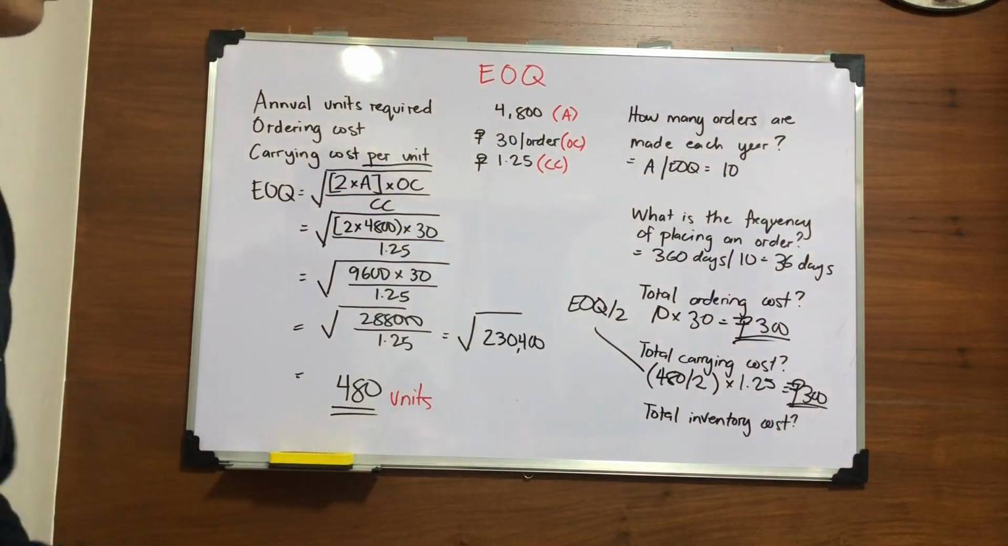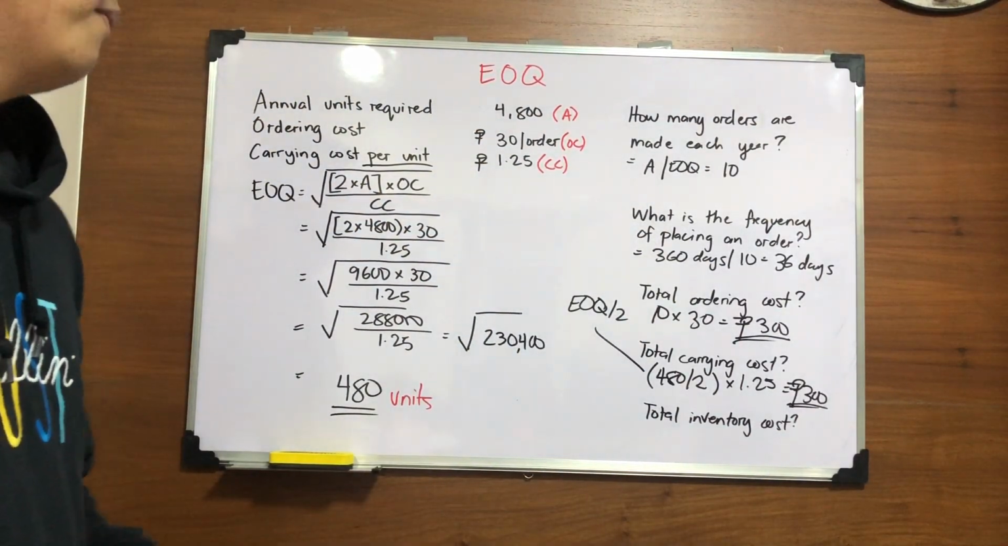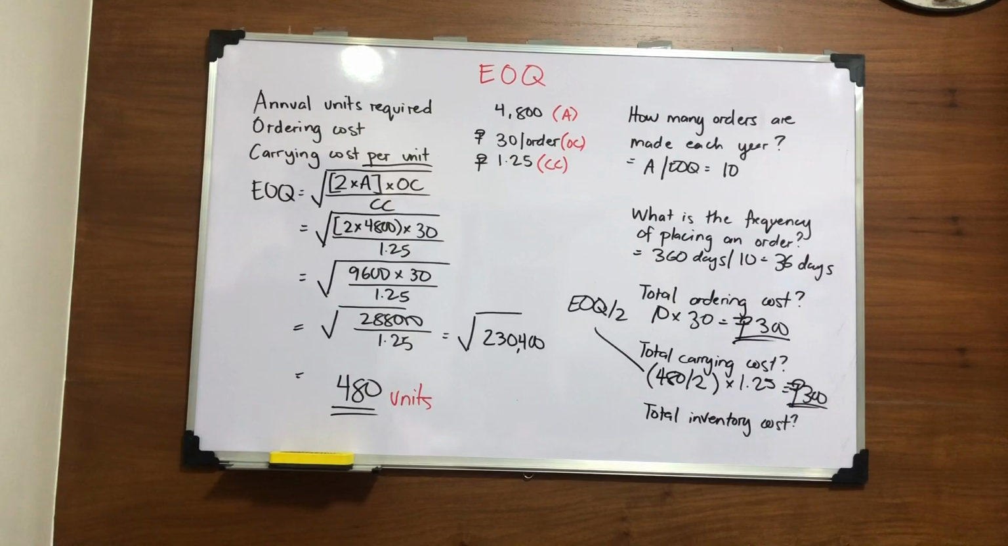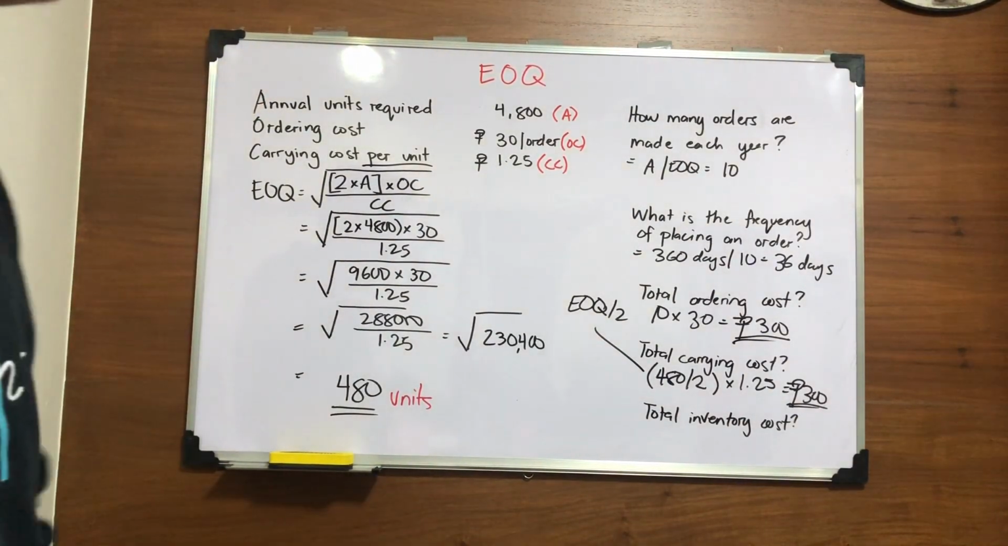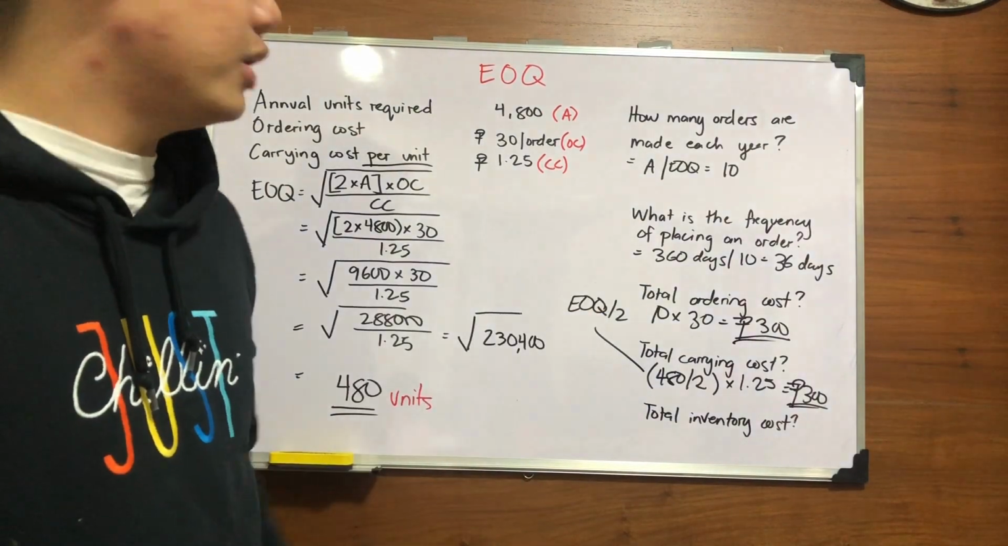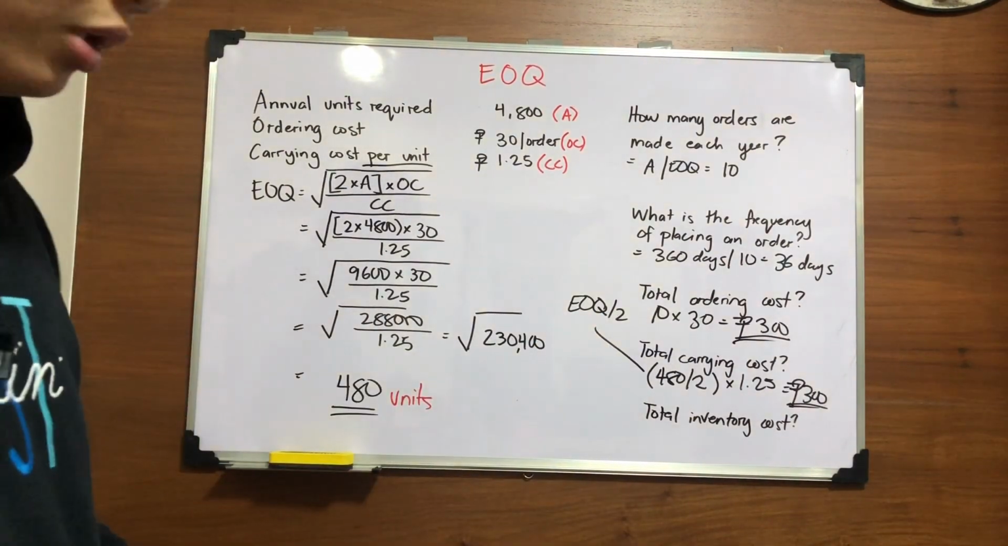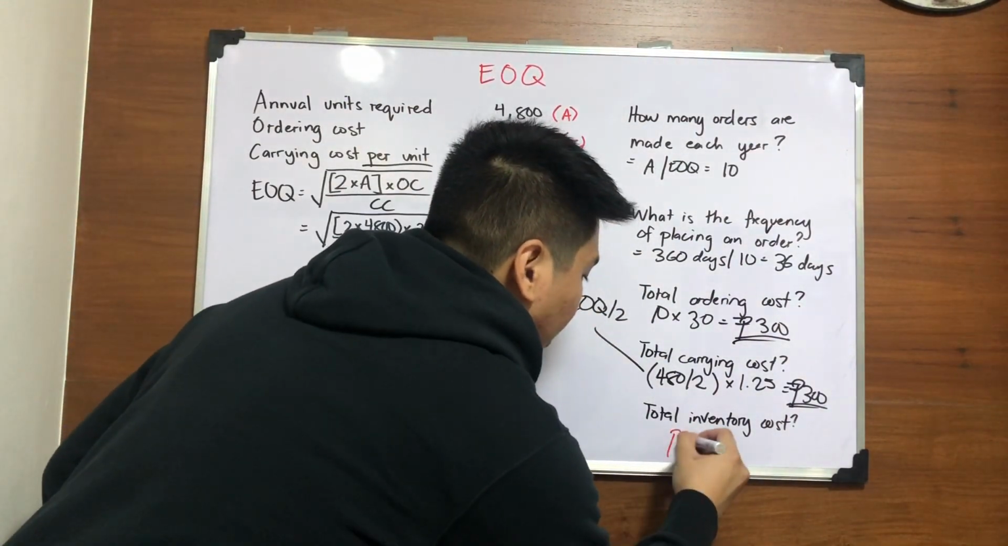Okay, so the final question, what is the total inventory cost? You just add your total ordering cost as well as your total carrying cost, you would get 600 pesos.